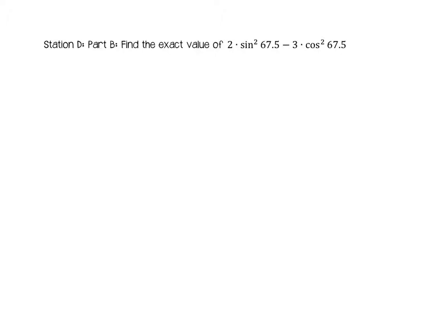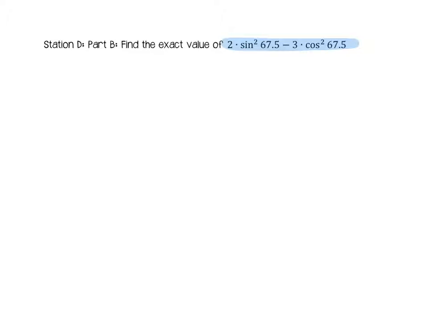Alright, so now we're going to take a look at what this looks like on your test. We've been asked to find the exact value of this thing right here: 2 times sine squared of 67.5 minus 3 times cosine squared of 67.5.